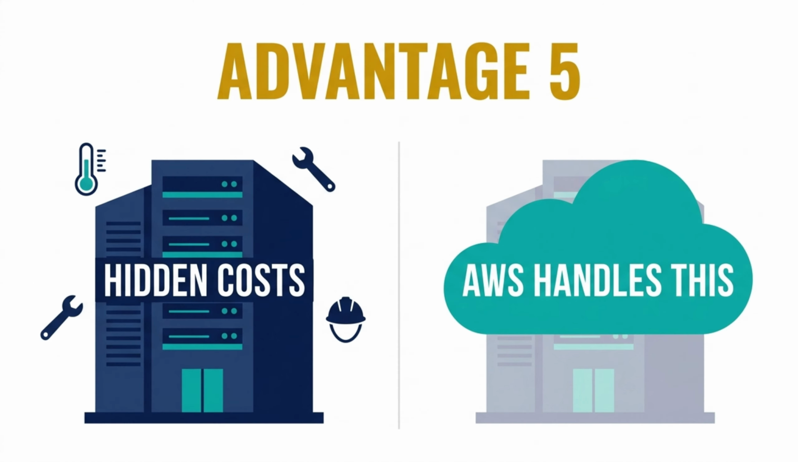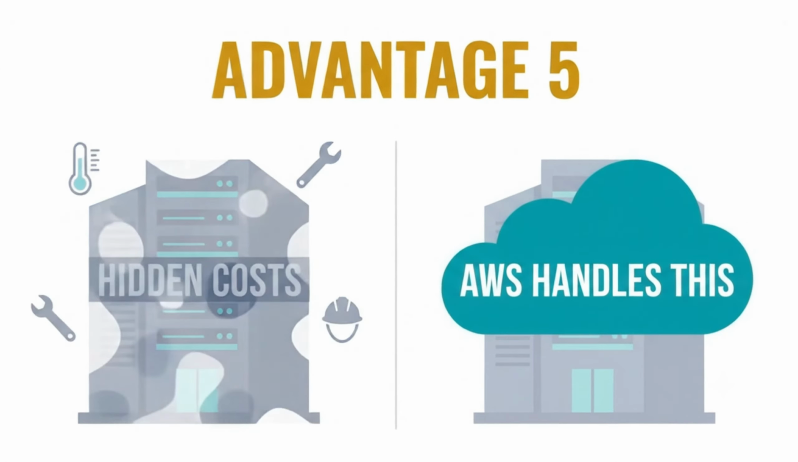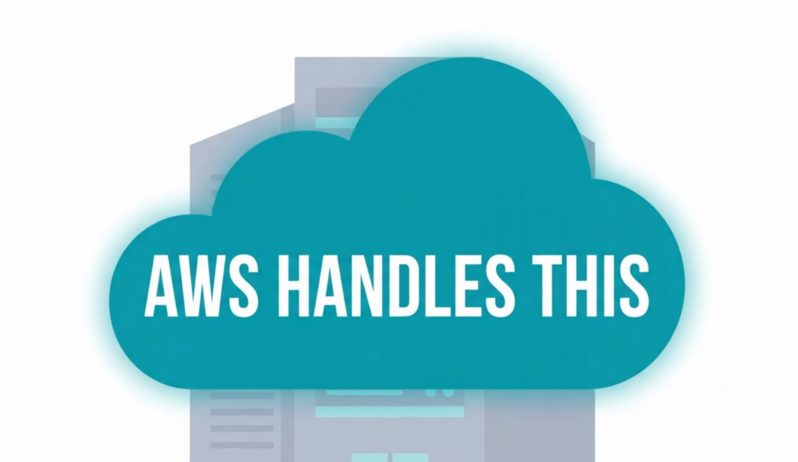Advantage 5, stop spending money running and maintaining data centers. Running your own infrastructure means real estate costs, cooling systems, maintenance contracts, and a dedicated engineering team just to keep things running. None of that adds value to your actual product. AWS takes all of it off your plate, dramatically reducing your real estate and utility costs.